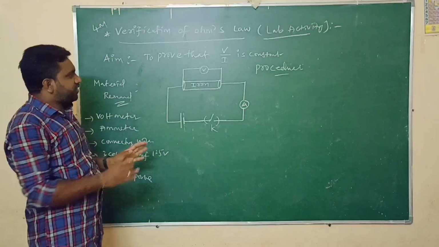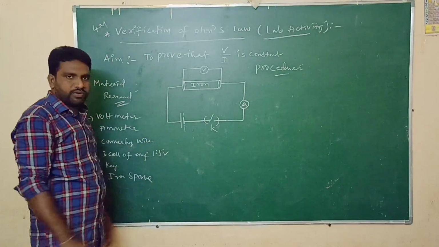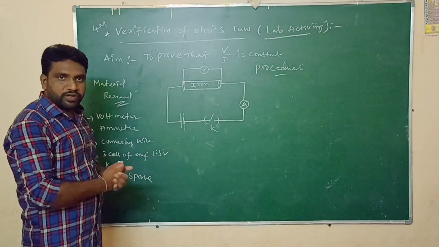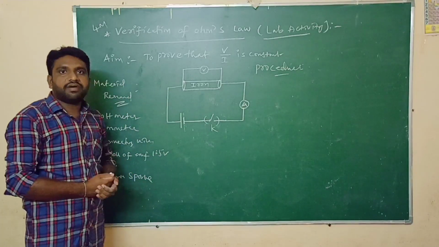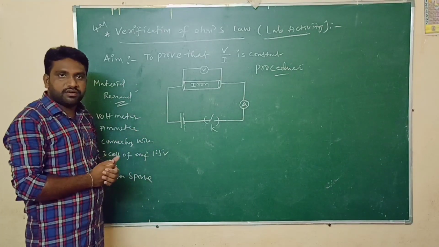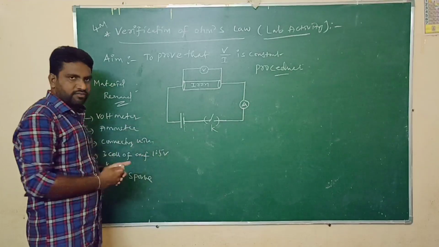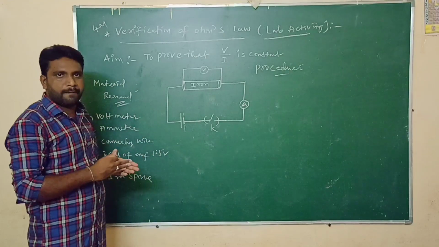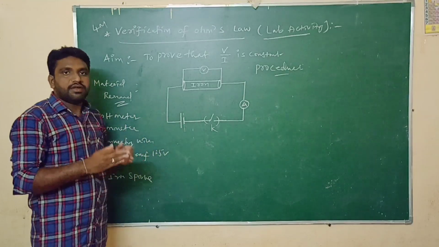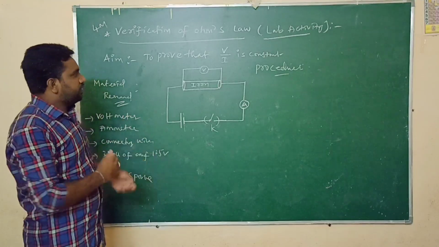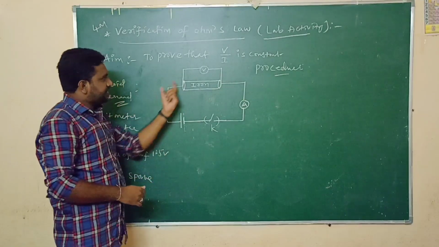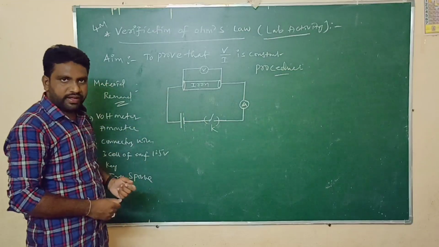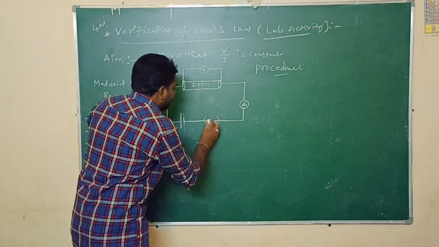After constructing this electric circuit as shown in the circuit diagram, next we need to measure the values. What values do we need to measure? Potential difference values and current values. Why? Because we want to study the relation between potential difference and current. After connecting all the wires as shown in the circuit diagram, we need to close the key.